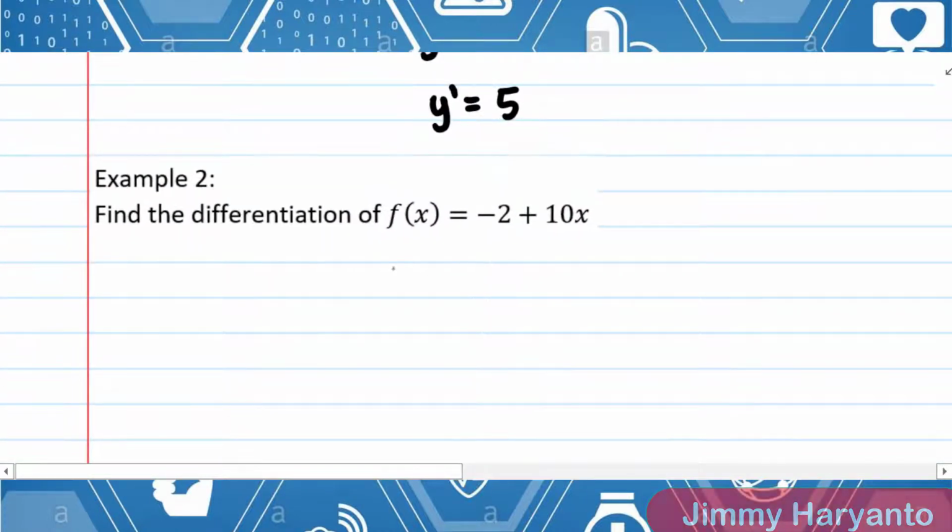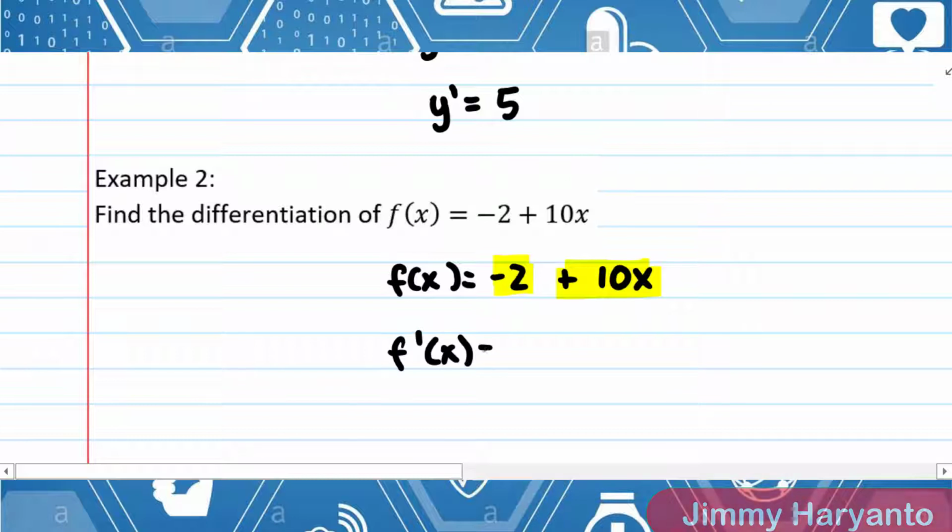And then example 2 is the same. f(x) equals negative 2 plus x. We have two terms right here, the first term and the second term. We can differentiate them separately, the first one and the second one. The negative 2 is a constant. When you differentiate a constant, you will get 0. And then x is linear. Linear means you will get 1. So f'(x) equals 1.